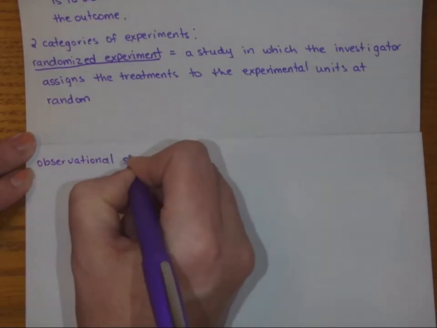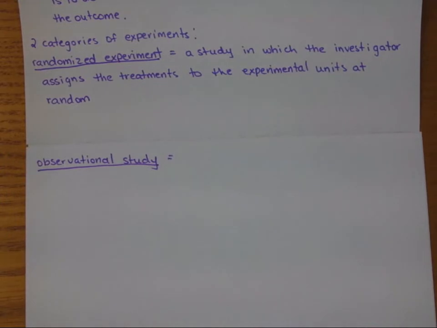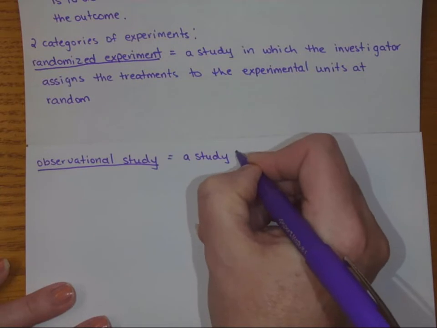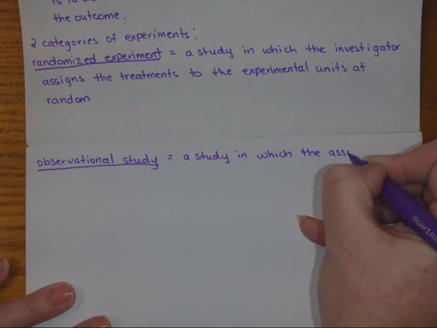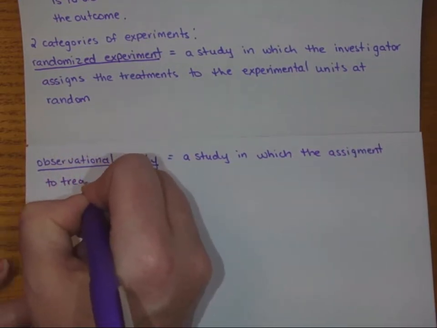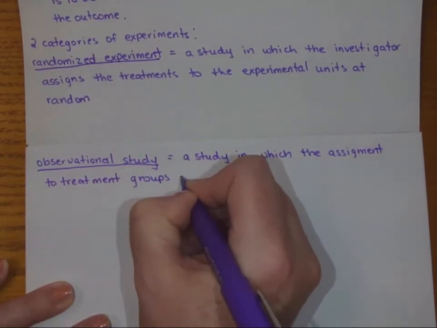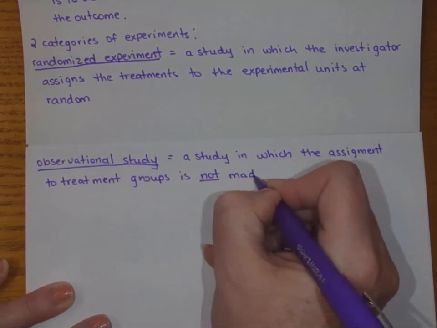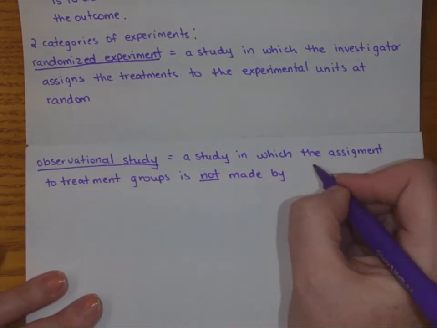So the other type of experiment is an observational study, and just like the name implies, you just observe the data. You don't decide who goes into each group. You just observe the groups as they are. So the difference is really who controls what groups the subjects, or the experimental units, are in.